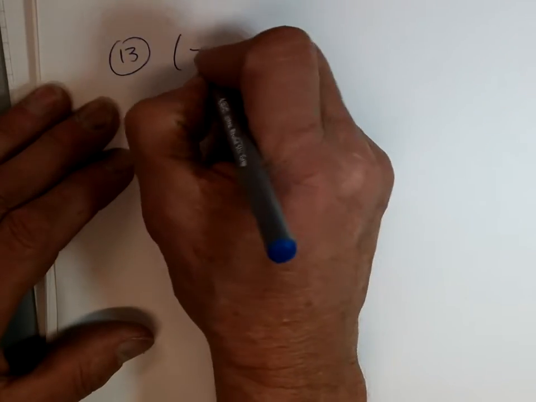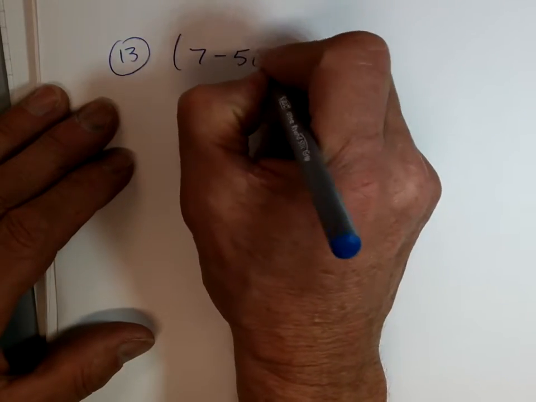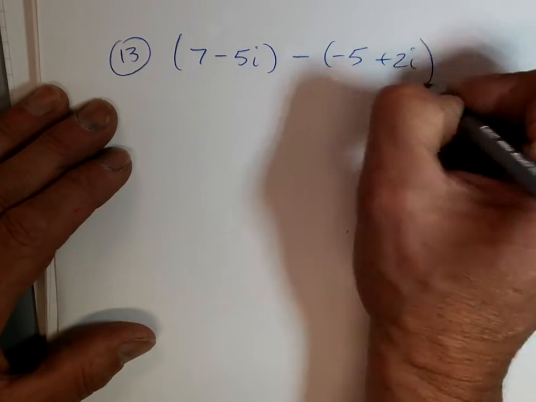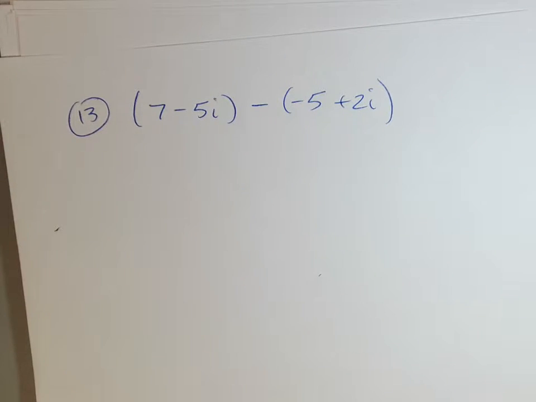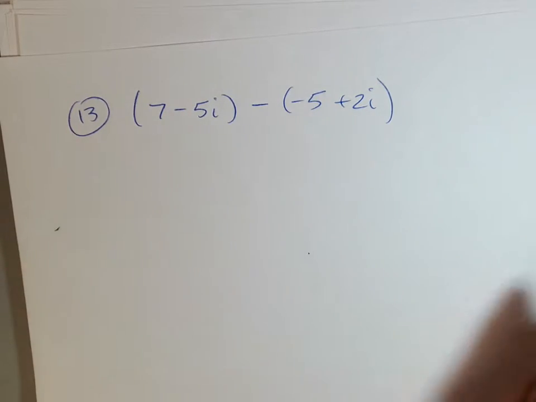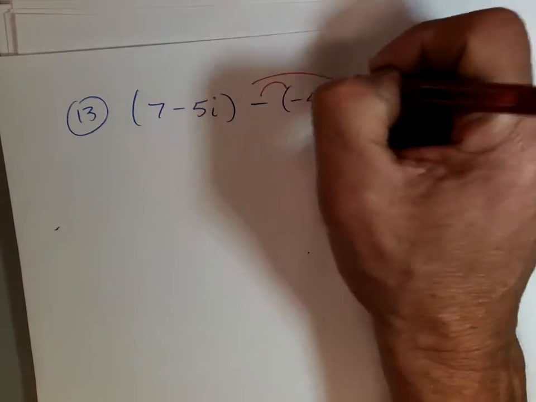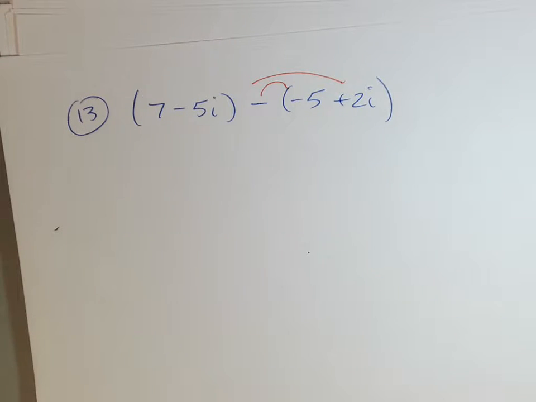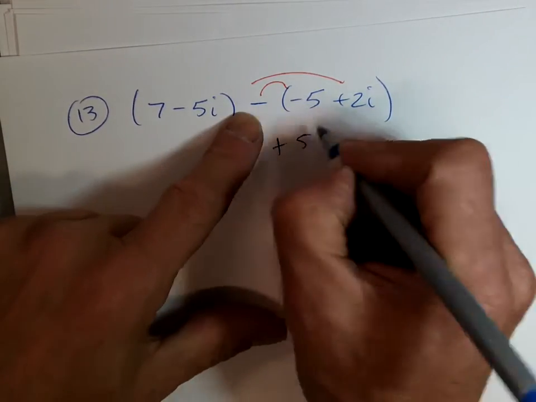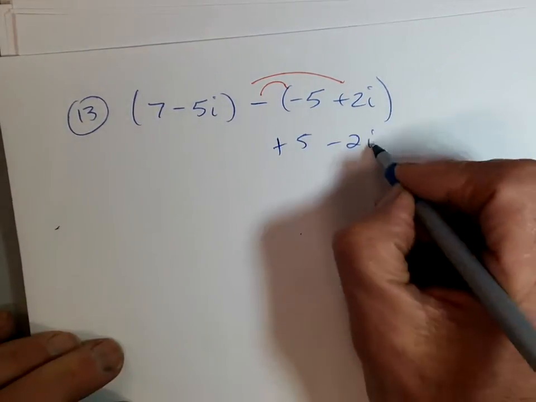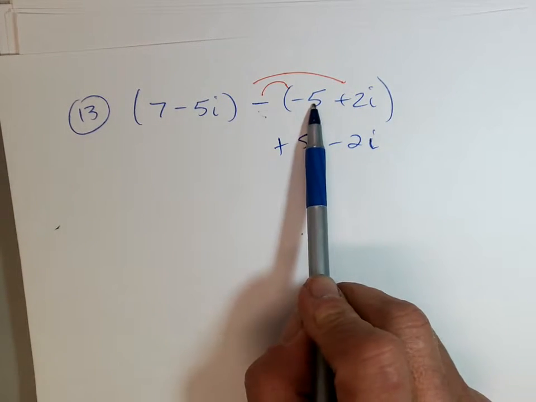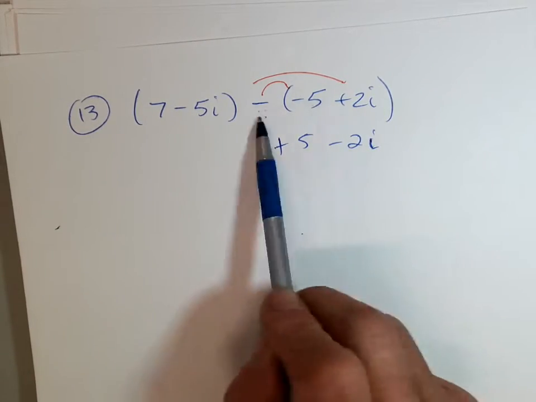We have a 7 minus a 5i minus a negative 5 plus a 2i. Now, all you have to do is be careful of the double negative, because it's a minus 5. To make this really easy and not make a dumb mistake, I'm going to bring the negative through first. So this is going to become a positive 5 and a negative 2i. You okay with that before I do anything? I don't like to make dumb mistakes, so I'm going to bring the negative through. Positive 5 and a negative 2i, okay?